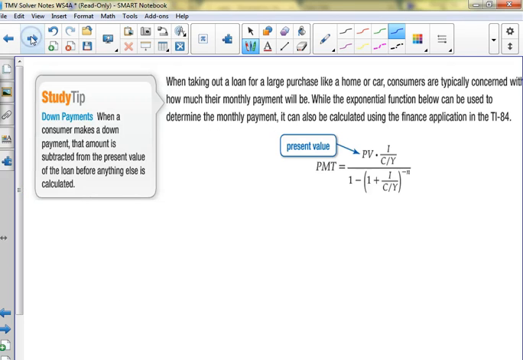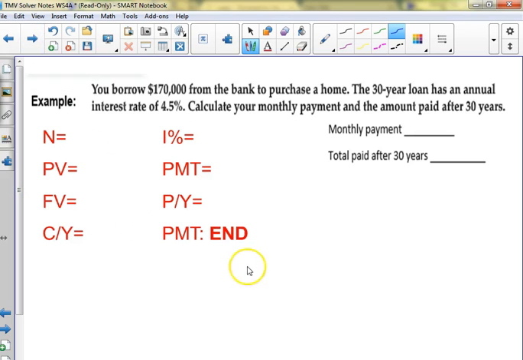All right. We're going to move down to this example. It says you're going to borrow $170,000 from the bank to purchase a home. It's a 30-year loan, we're going to borrow it for 30 years at an interest rate of 4.5%. We want to find the monthly payment and then the total that we have paid after 30 years.